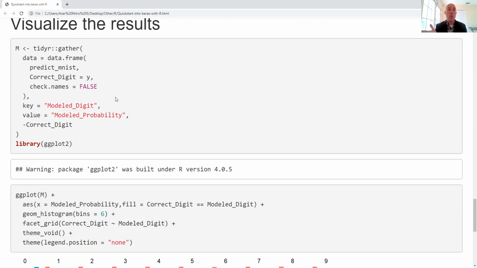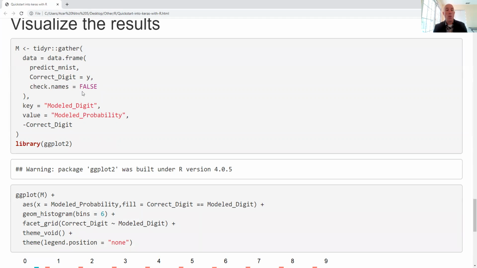All right, so what I'm going to do, I'm going to take my predicted values, I'm going to pass it to ggplot. ggplot wants a very specific format. It wants a long format, tidy format. So I'm going to make a data frame with my predicted values. I'm going to say that the correct digit column is my target value, and the data frame function doesn't like having numbers as the leading characters in the names of the columns.